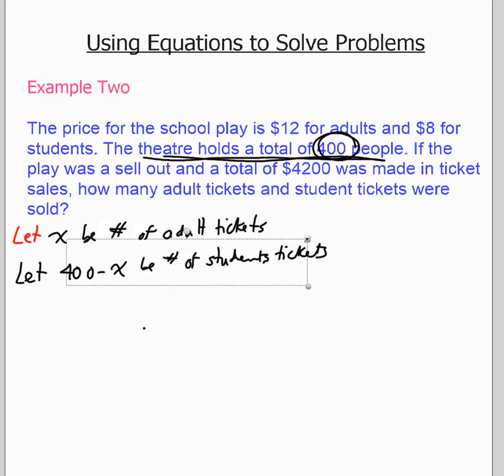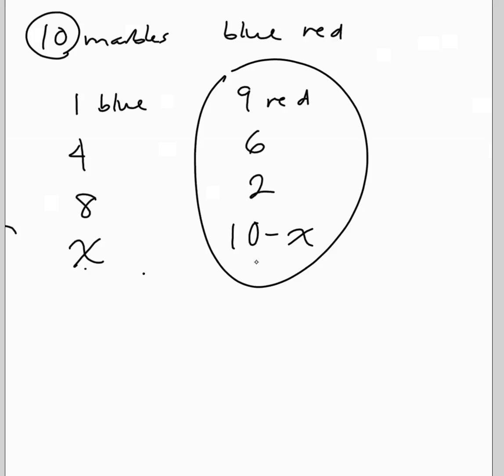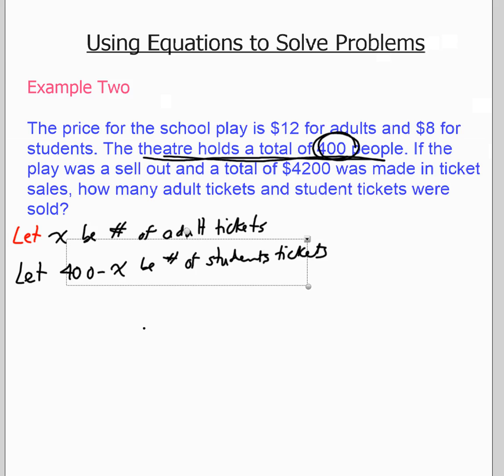So again, if we go back to this one, what if I said X marbles were blue? How would I get red? I would do 10 minus whatever. So to get these numbers, all I'm doing is 10 minus whatever the blue number is. If it was 1, I did 10 minus 1. If it was 8, I did 10 minus 8. If it's X, I do 10 minus X. So that's a little bit tricky.